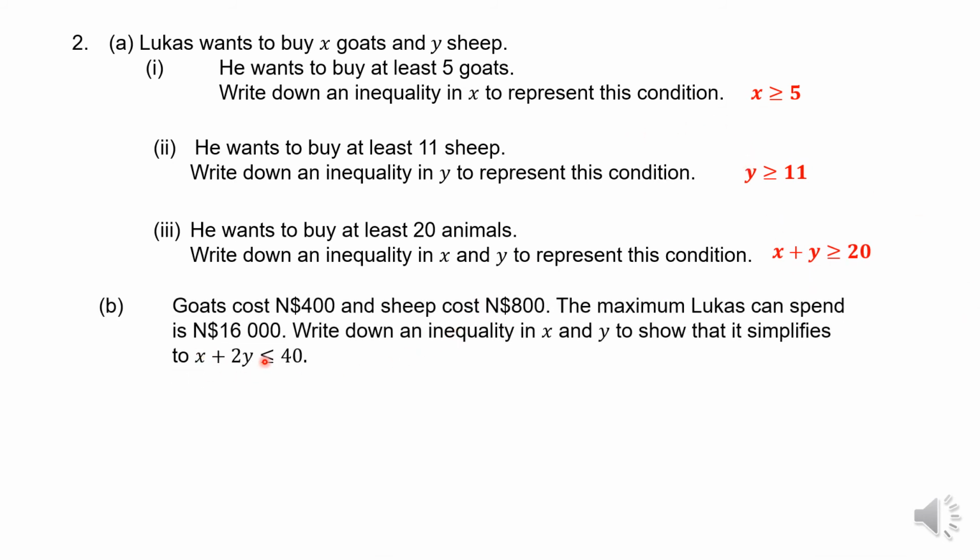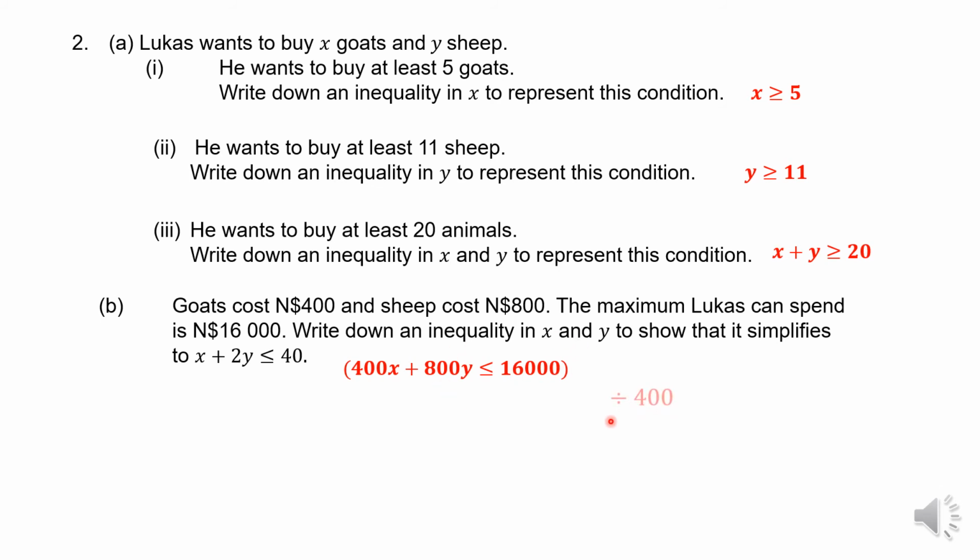Right, then there is a B part that says goats cost 400 Namibian dollars and sheep cost 800 Namibian dollars, and Lucas can spend 16,000. All right, so when you write it down it's 400x plus 800y should be less than or equal to 16,000. 16,000 is the maximum amount that he can spend. He cannot go over that, so the inequality must be less than or equal to. Right, so 400x plus 800y is less than or equal to 16,000.